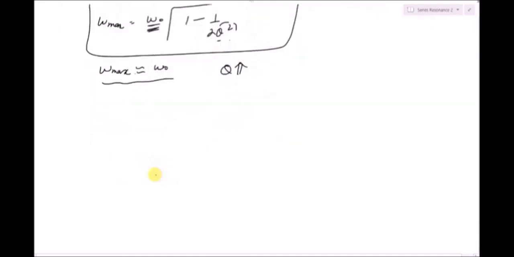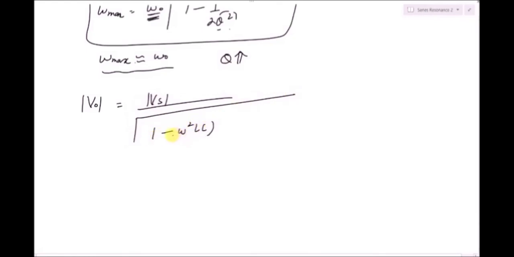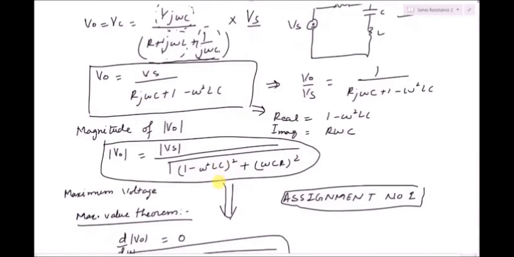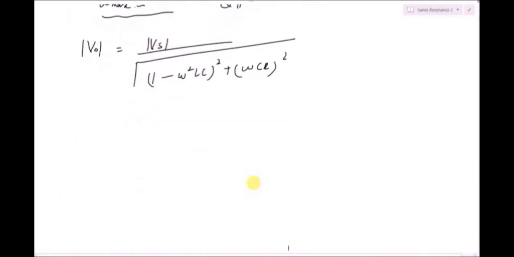Now if I have to find the maximum voltage value, I will start again from the equation that we calculated for the magnitude of the output voltage. So Vs over under root (1 minus omega square LC) square plus (omega CR) square. This is the same equation, magnitude of V naught. I'm using this equation to find the maximum voltage value, and if I have to find the maximum voltage, I have to use the omega max value.